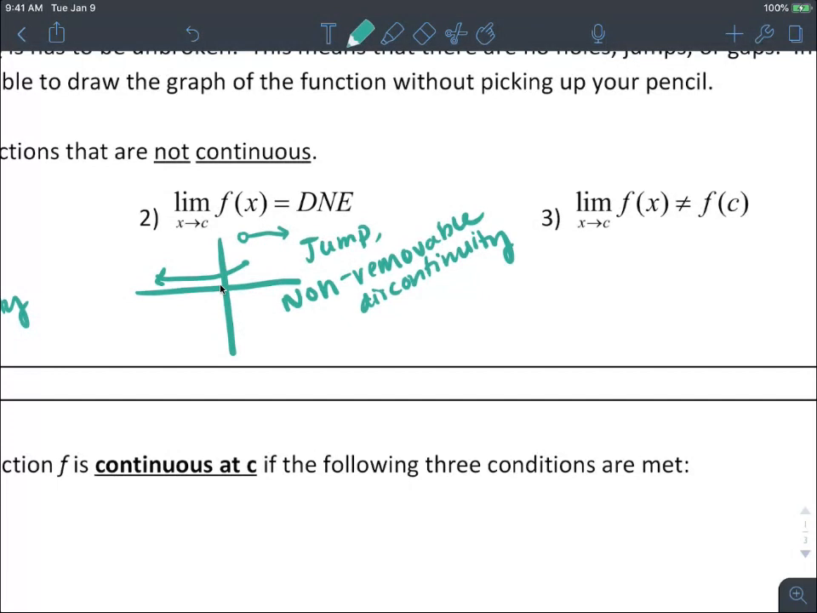Here's another type, when f of c does not equal the limit of f of x. So something like this. There's a hole and then there's a jump. So this is a hole, and this is removable as well.